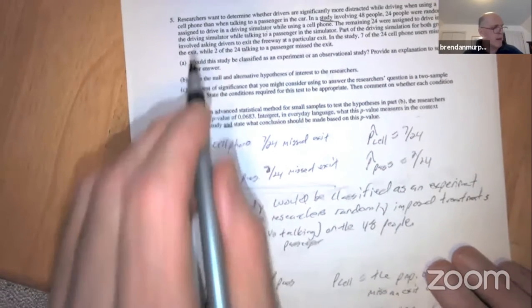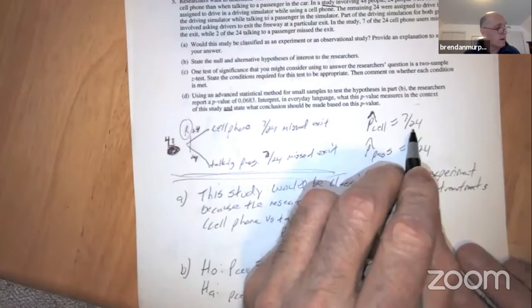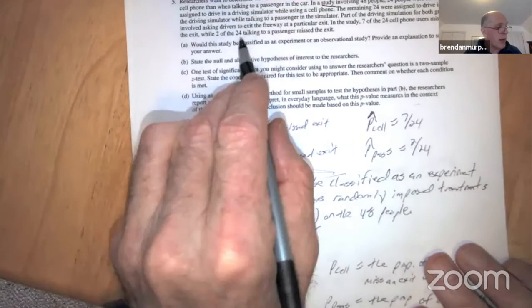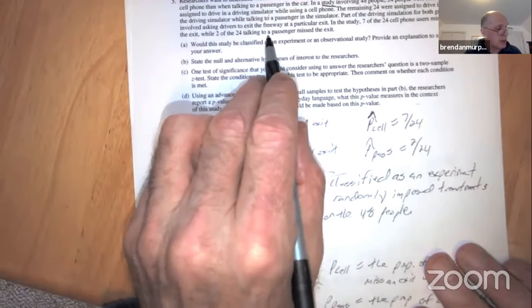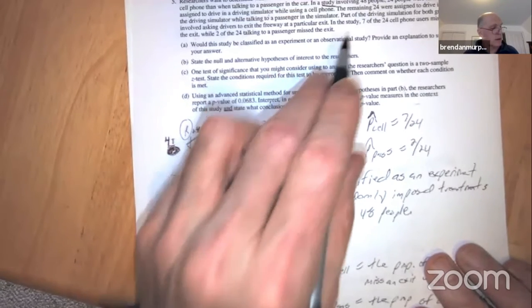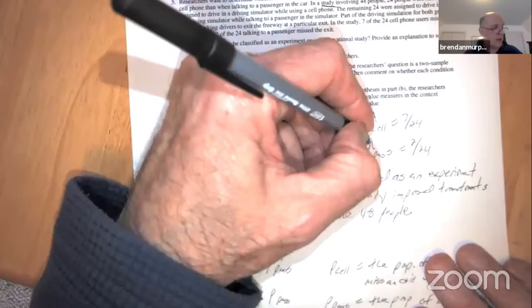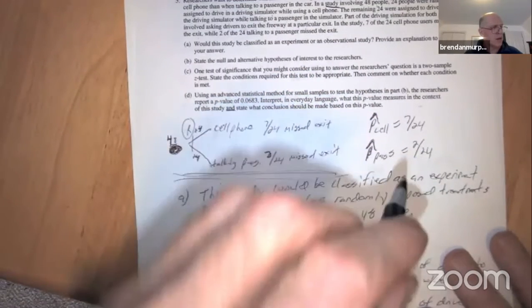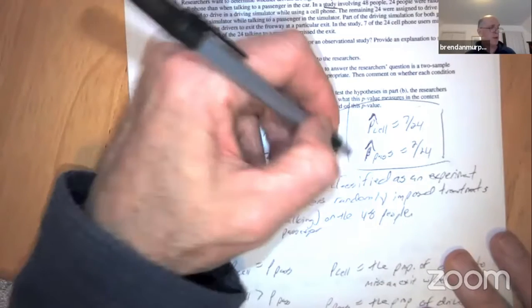So I put P hat cell phone 7 out of 24. While 2 of the 24 passengers talking to a passenger missed the exit. So I had P hat passenger talking to passenger was 2 out of 24. So those were the results from my, I guess, experiment that we ran in the simulator.